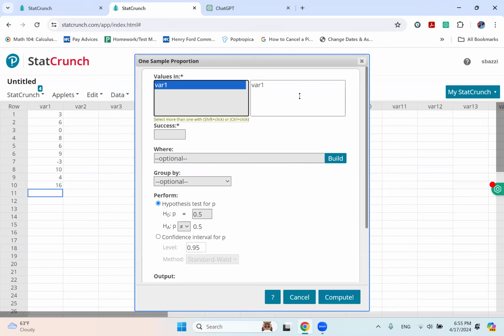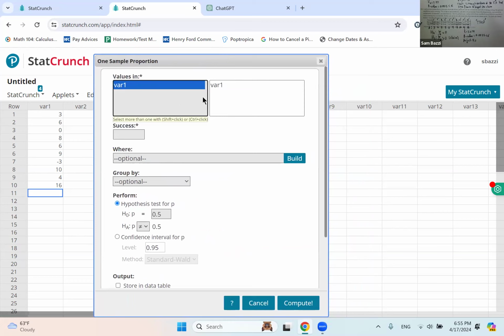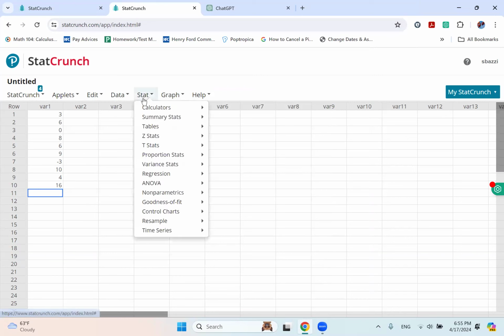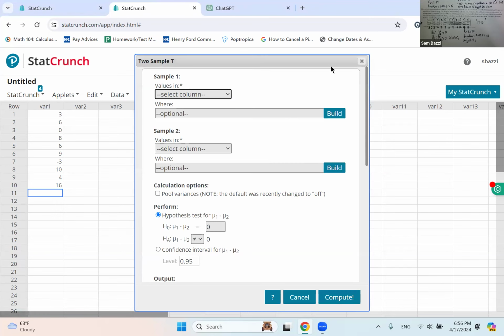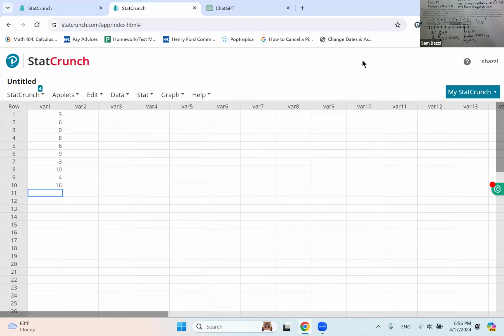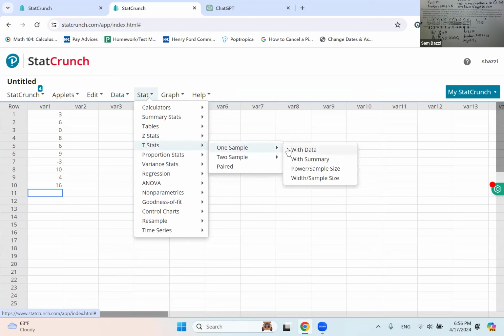You're doing proportions. Oh, let me see. Thanks for noticing, I accidentally clicked proportions. Okay, T-stat, one sample with data. Oops, not two samples. Do it one more time. T-stat, one sample with data.